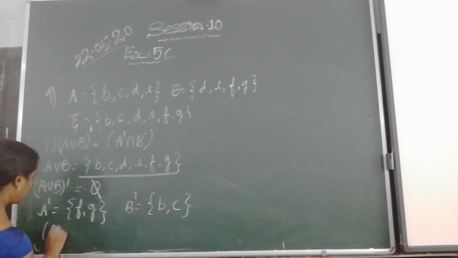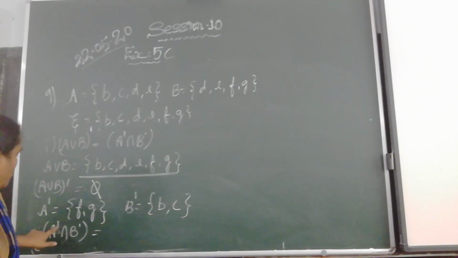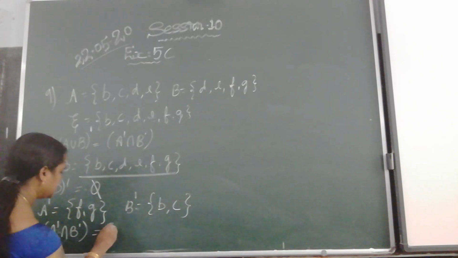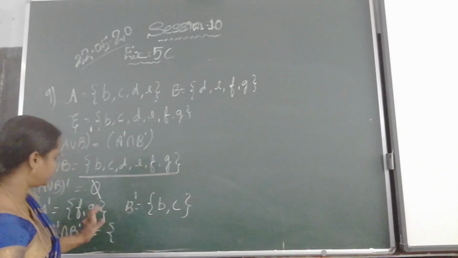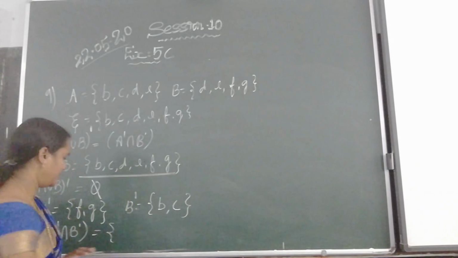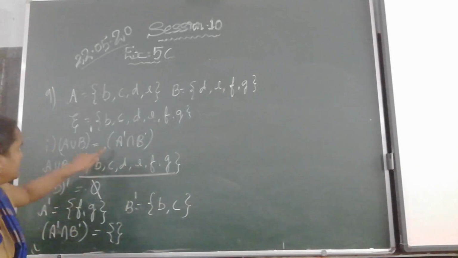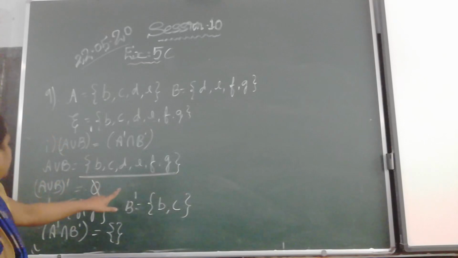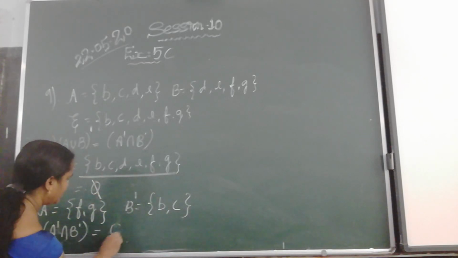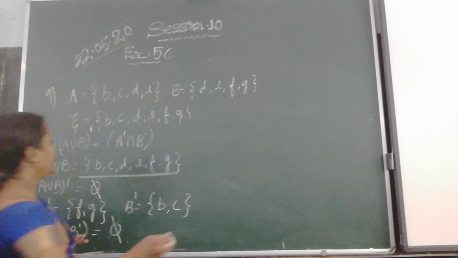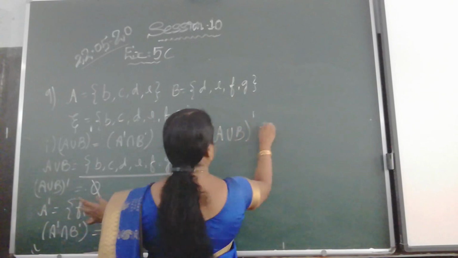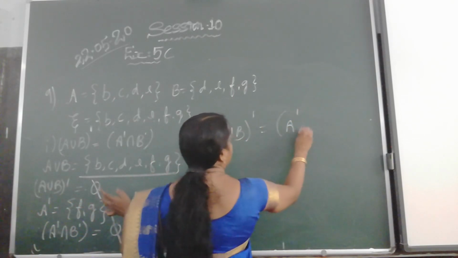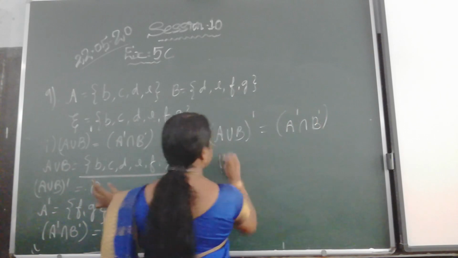After that they told it will be intersection, meaning A complement intersection B complement. We compare both and we are not getting any common elements in A complement and B complement. We are getting empty. Now you see here also we are not getting anything, empty set. So here I wrote empty set like this. Here also we are getting empty set. That's why it is verified: A union B complement is equal to A complement intersect B complement. Hence verified.